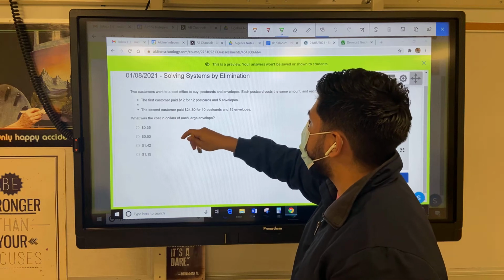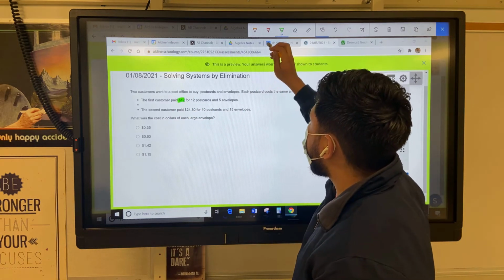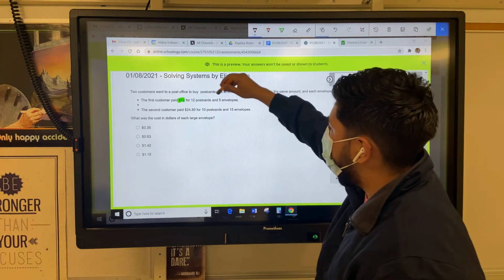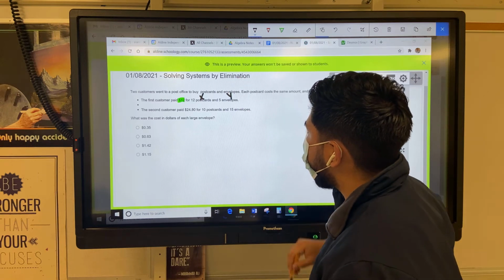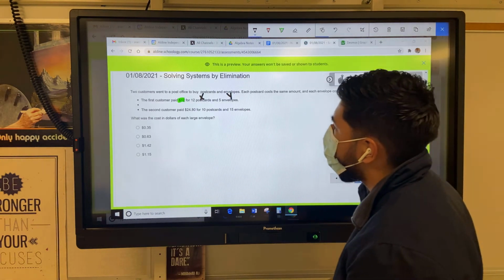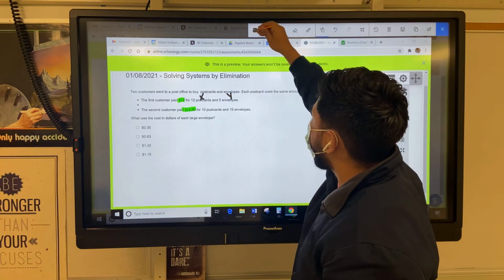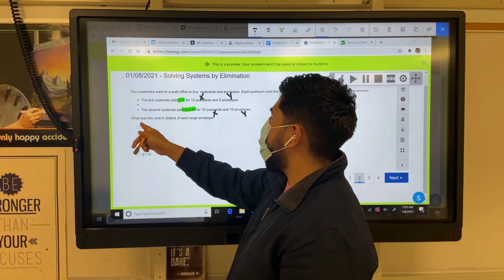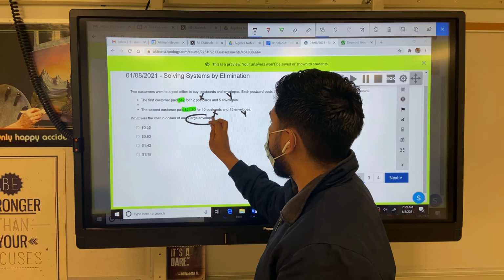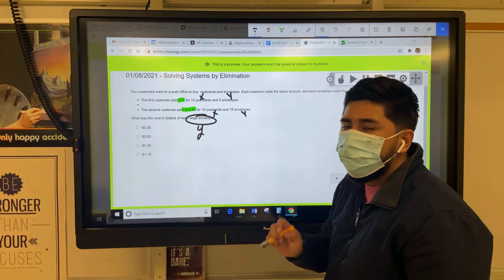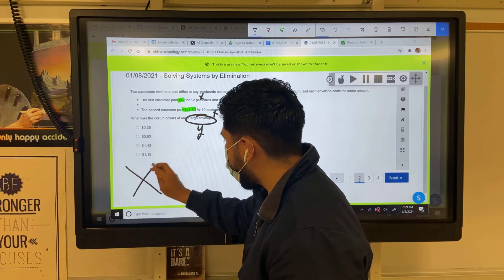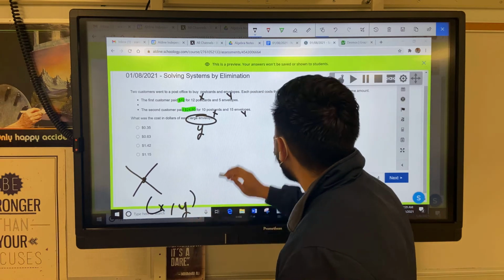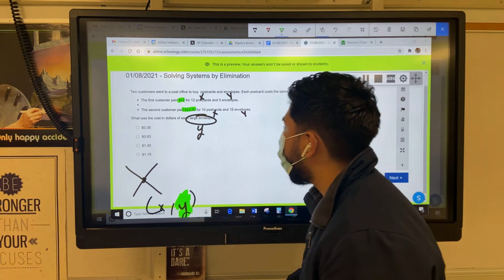So it says the first customer paid $12 for 12 postcards and 5 envelopes. Make sure you label. X is postcards, envelopes is Y. Postcards is X, envelopes is Y. So when it's asking you what is the cost in dollars for each envelope, look at your graph. You're looking for the Y value. So you're going to get your answer right. You're going to see the intersection. It's going to be your X and your Y. Make sure you look at this number. I'm even giving you a humongous hint.